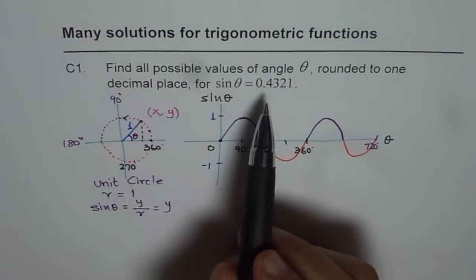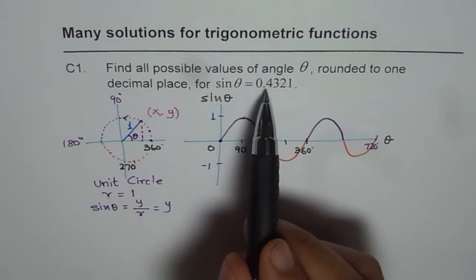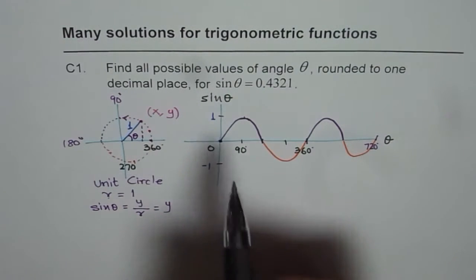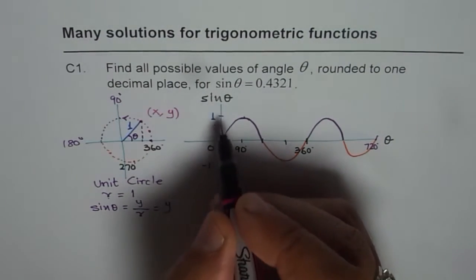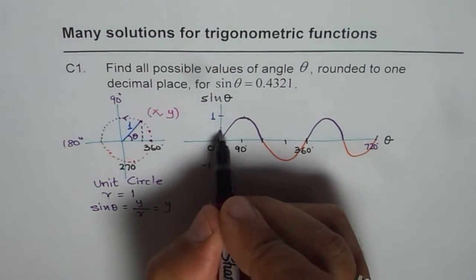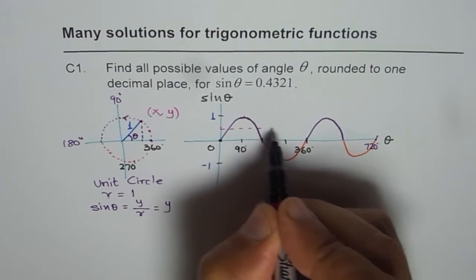Now let's get back to the question. It says sine theta equals 0.4321. So it's slightly less than half, right? So 1 is here, half let us say is there. So 0.4321, let's draw a line here.